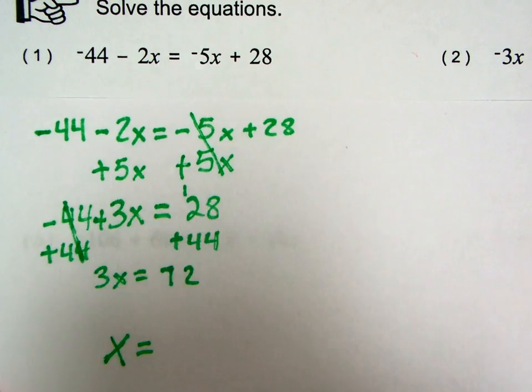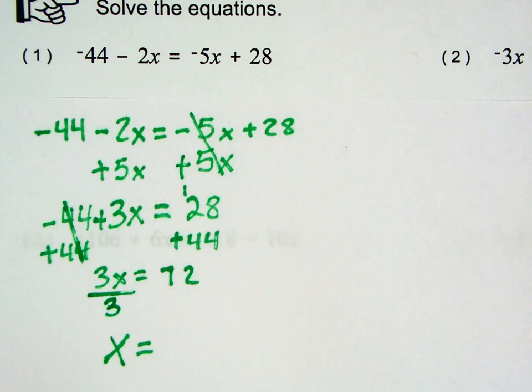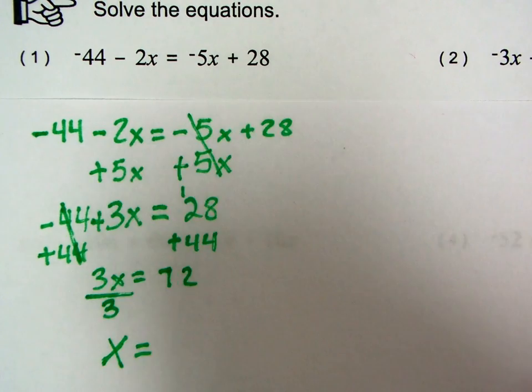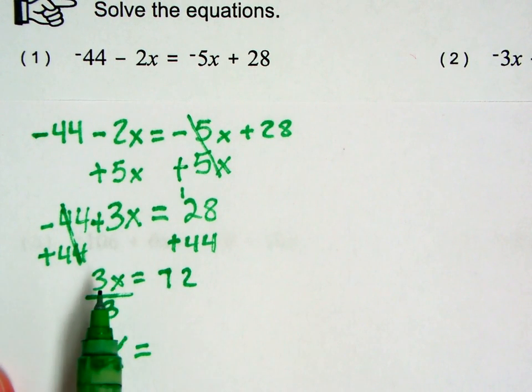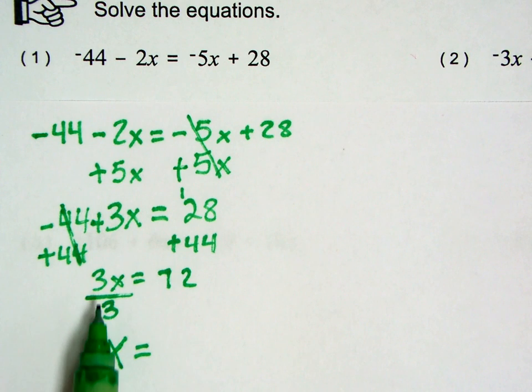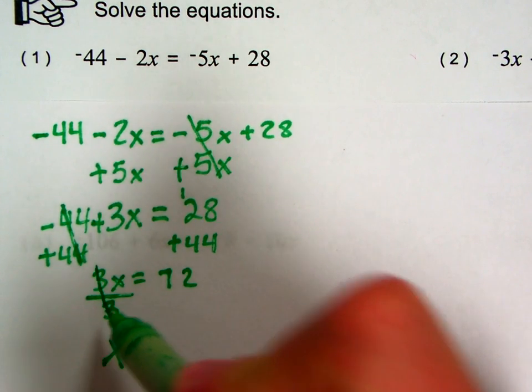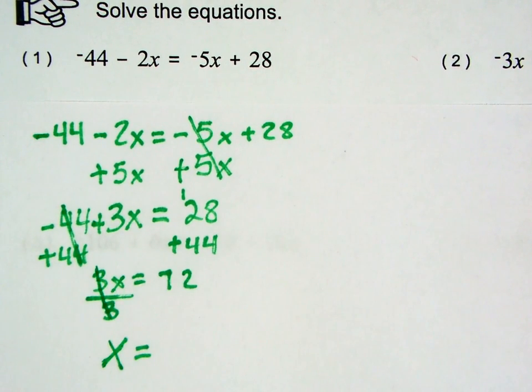Now, I'm going to take this side and divide it by 3 because coefficients come in and out of equations by multiplication and division. And since this 3 became attached to the x through multiplication, it's going to leave by division. And so if we divide this side right here by 3, that leaves us with our variable x all by itself.